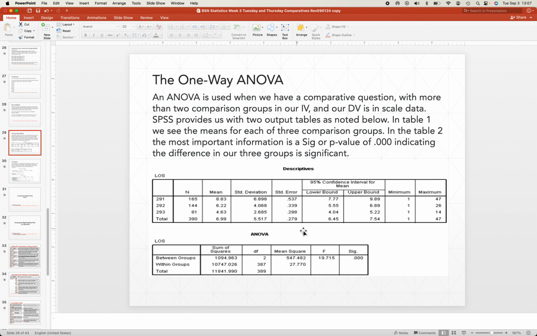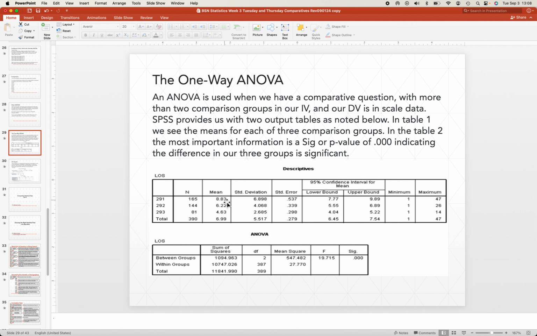The other thing that's interesting, perhaps, in this, is here we have our 95% confidence interval again. And remember, this is an estimate of the population mean. We only know the mean of our sample, but we can estimate it for the population. And what this is saying is that if we studied everybody in our hospital, the population from which the sample was drawn, if we studied everybody with diagnostic code 291, we think their mean length of stay would be between 7.77 and 9.89, and you can see the numbers for these other diagnostic groups.